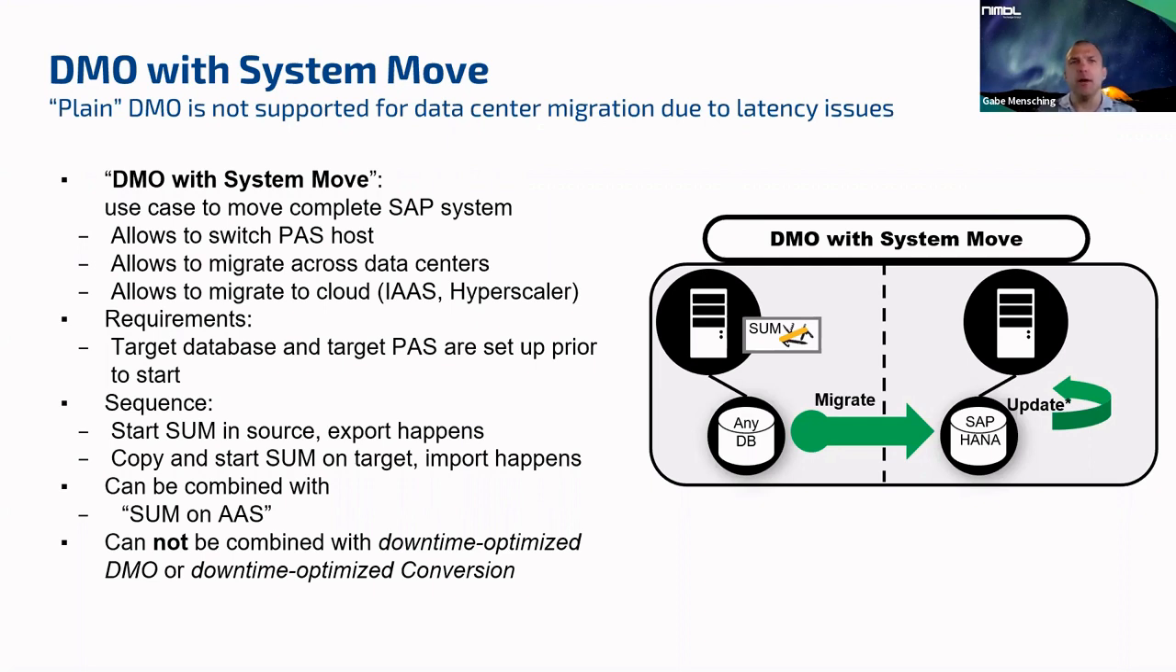So if you're coming from something like Oracle, DB2, Microsoft SQL, you can do a one-step upgrade and database migration with one upgrade and one downtime. Then SAP came out with the SUM DMO with System Move option. This allows you to move your system to a different data center, migrate to the cloud, infrastructure as a service providers, other hyperscalers. So this came out in, I think, roughly 2017.